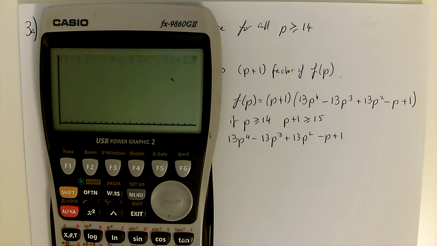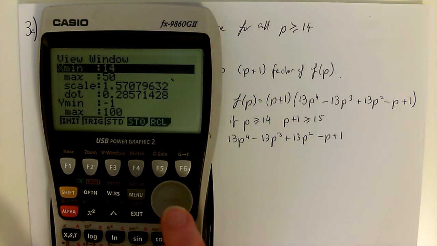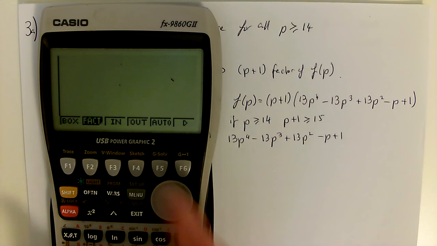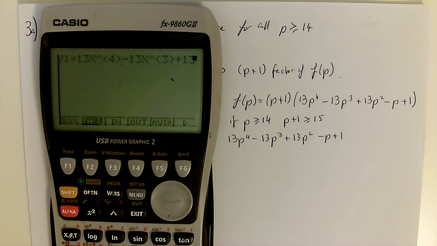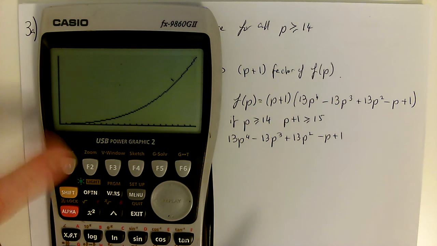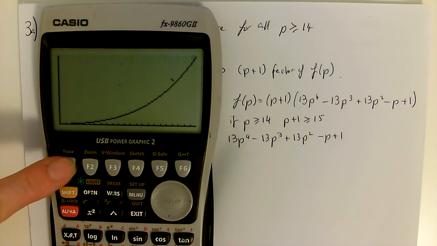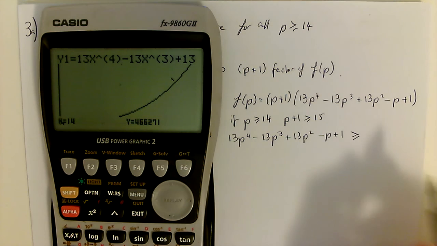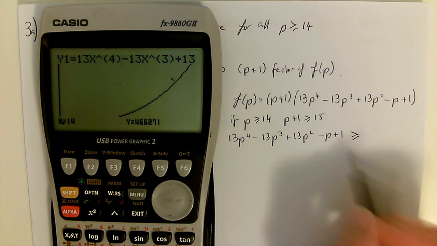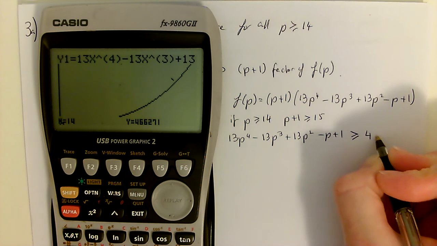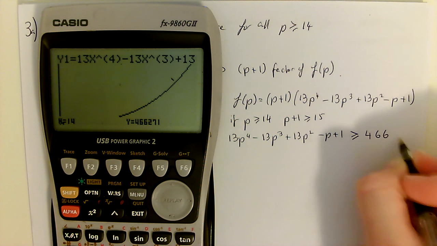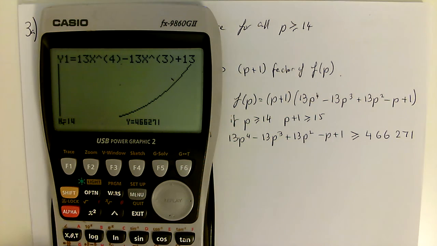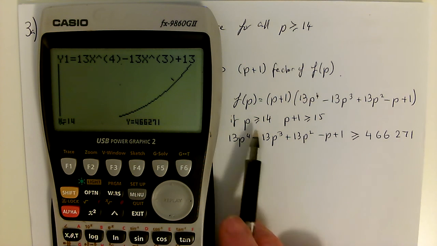Wow, I can't see any of it. So zoom, let's do auto zoom, and hopefully it'll find the graph somewhere. There we go. Right, I'm going to use trace, and you can see it's always increasing. I'm going to type in 14 for my x. So from the graph it's always increasing, and this thing is always going to be greater than or equal to 466,271. So that's definitely non-trivial when p is greater than or equal to 14.